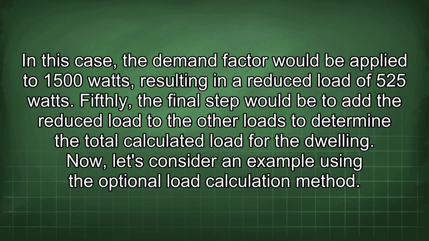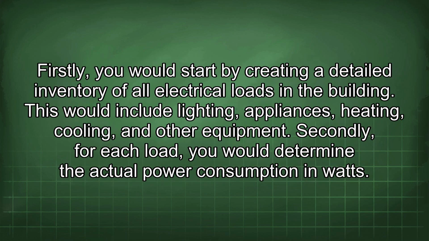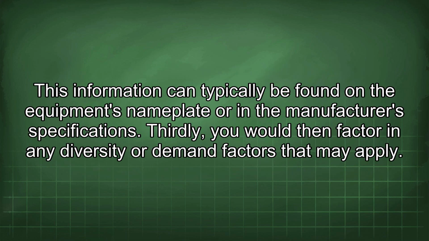Now, let's consider an example using the optional load calculation method. Firstly, you would start by creating a detailed inventory of all electrical loads in the building. This would include lighting, appliances, heating, cooling, and other equipment. Secondly, for each load, you would determine the actual power consumption in watts. This information can typically be found in the equipment's nameplate or in the manufacturer's specifications.